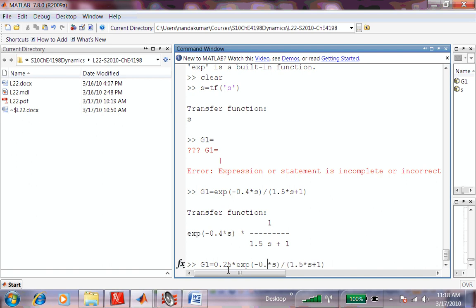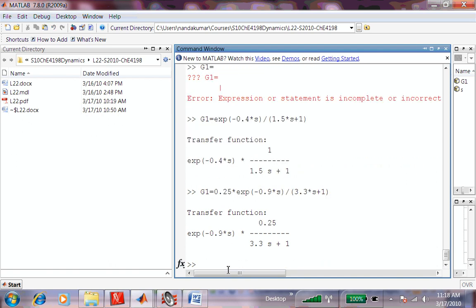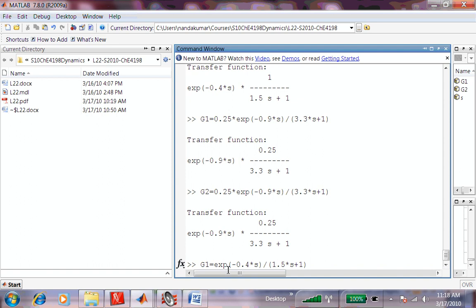Now for the second one, the gain, the delay, and the time constant, 3.3. Thank you. Oops, I made a mistake. What did I do? I should define that as G2, and I should redefine G1. Okay. G3, what is the gain? 30. Delay? And time constant? 5.2. Okay. And G4? Thank you. So I have four transfer functions defined.